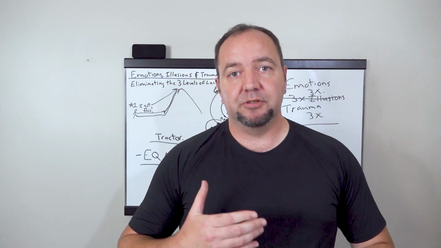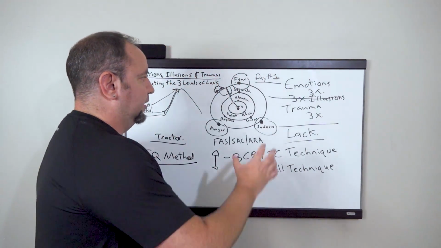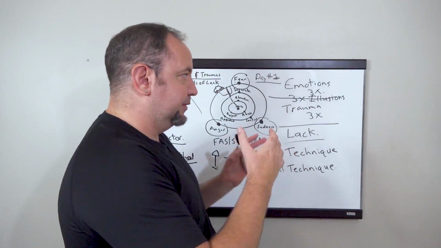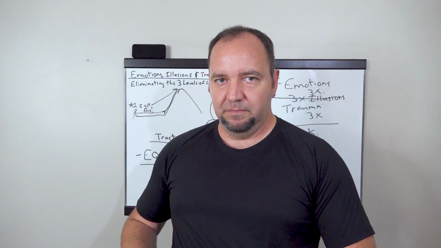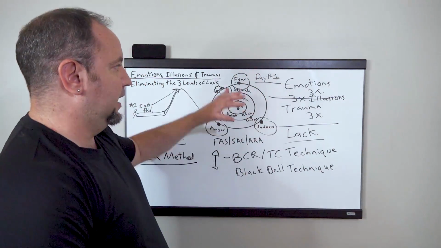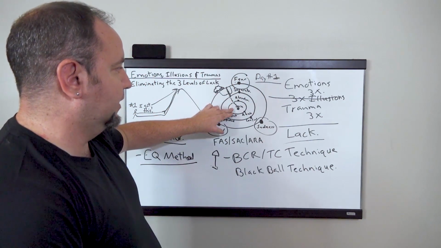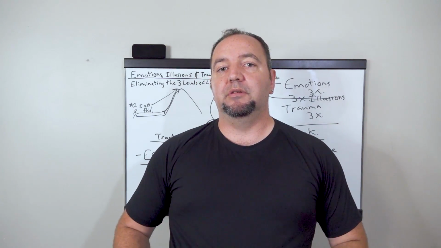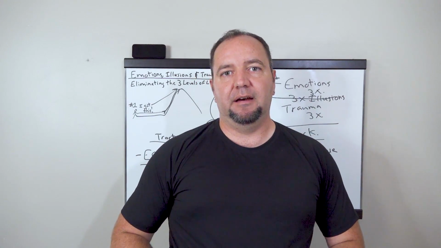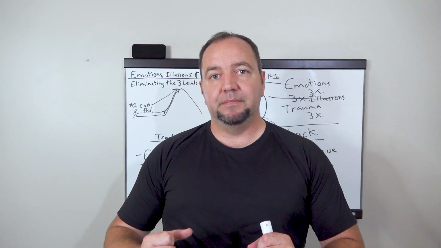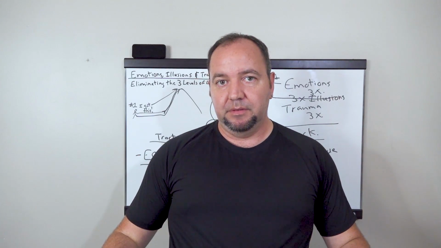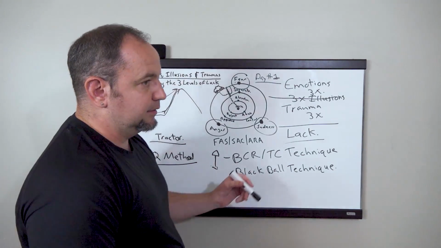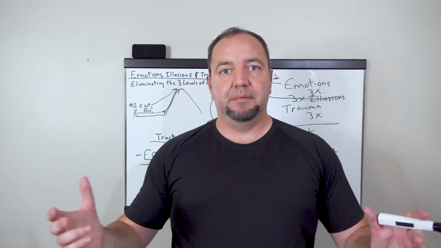But we have to demonstrate this to ourselves. It's not about following every single word that I say. It's about taking this and making it your own, right? You understand the mechanics now about how lack is linked to traumas, to illusions, and to emotions. It's up to you now to start taking that and making something out of it. You can follow the techniques that I've created here, the BCR-TC technique, etc. Or maybe you come up with your own thing.